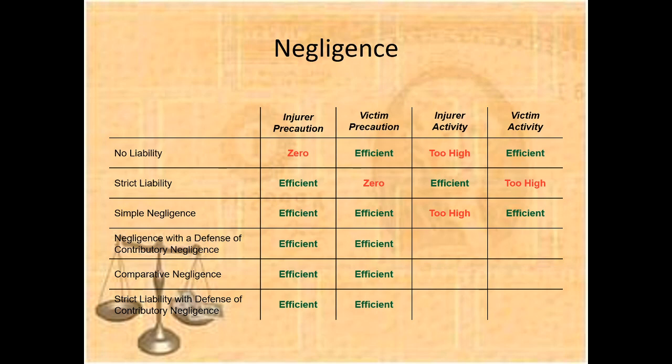Now that is actually going to make our matrix in the following way. That is negligence with the defense of contributory negligence: the injurer's activity is too high and the victim's activity is efficient, as well as comparative negligence: injurer's activity too high, victim's activity is efficient.